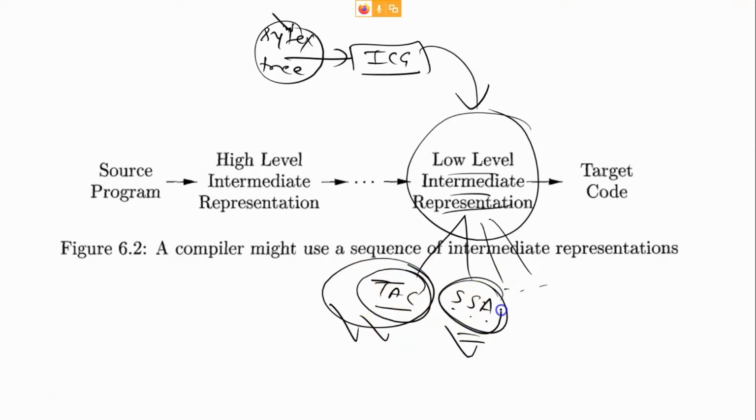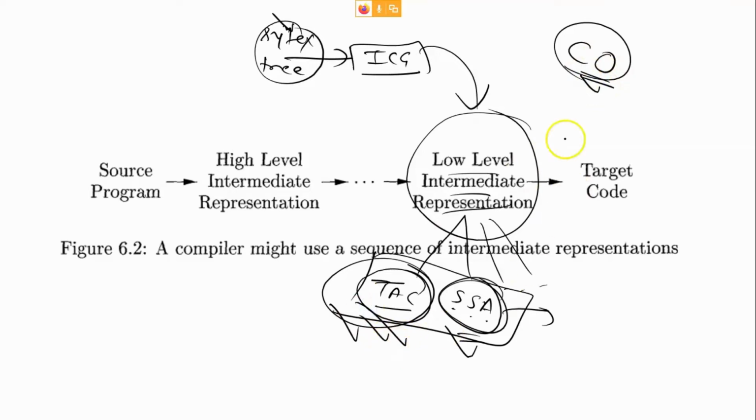Why are we studying these two things? Because my main motive is to teach compiler optimization. In the compiler optimization phase, most of the time three address code and SSA are the two intermediate representations on which optimization can be performed very efficiently. So whenever you study the compiler optimization phase, you will see that they use TAC or SSA. That's why our focus today will be on three address code and on SSA, mainly on SSA.